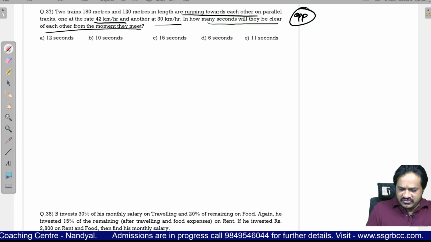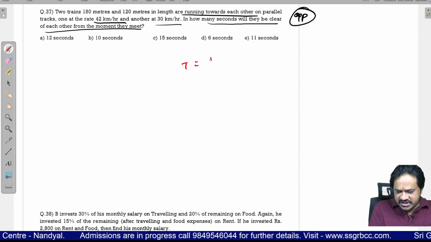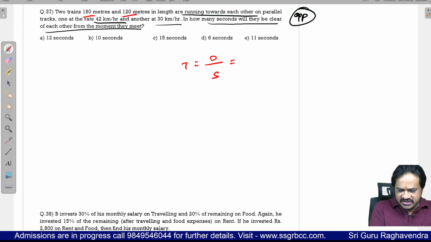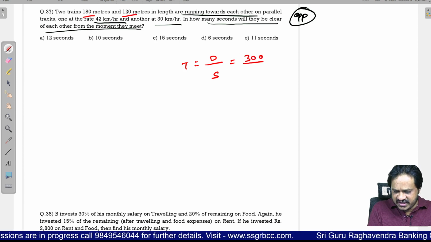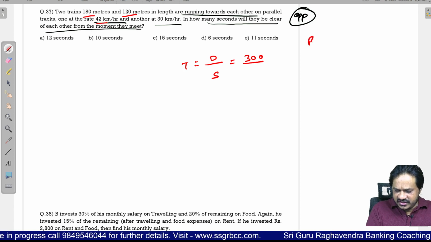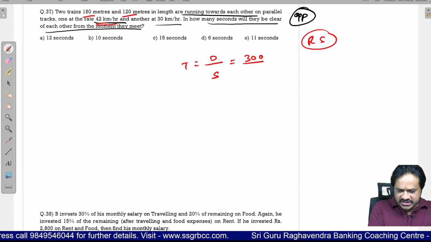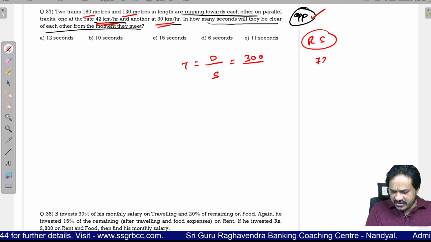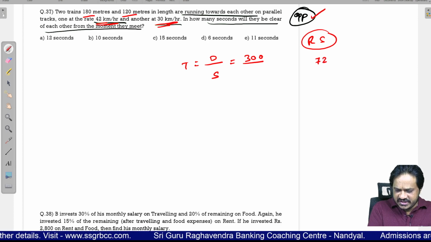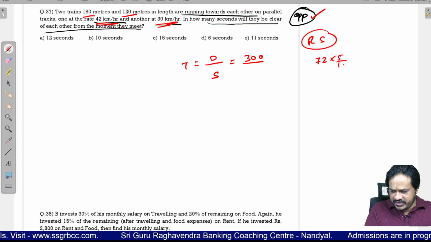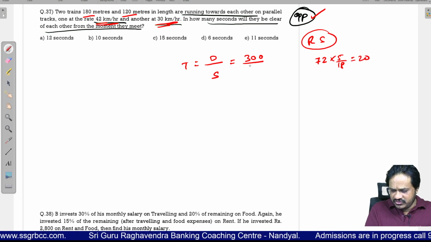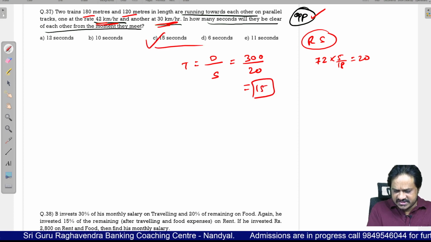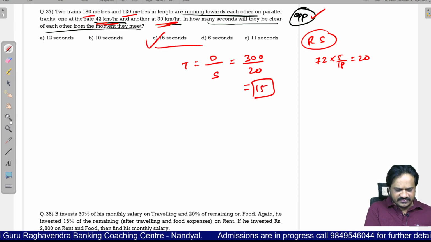Here we have to find time. Time is nothing but distance by speed. Distance means length of the first train plus length of the second train, that is 300. Speed, we have to take relative speed. One is 42, one is 30, they are moving in the opposite direction. So the relative speed is 72. It is in kilometer per hour, you convert into meter per second, that will give 20. So 300 by 20 is nothing but 15 seconds. That is the correct answer.